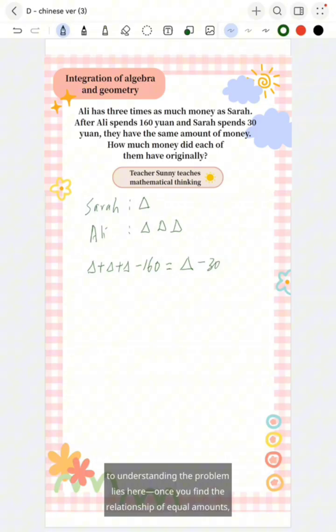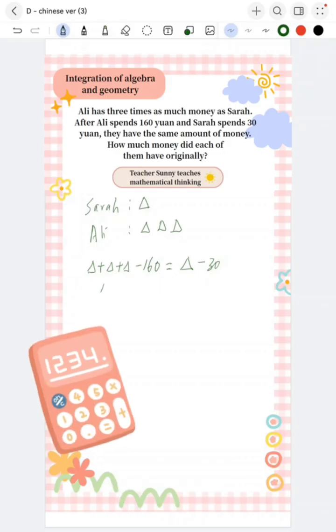It's just that simple. So the key to understanding the problem lies here. Once you find the relationship of equal amounts, solving the problem becomes very easy. Next, we just need to do the calculation.